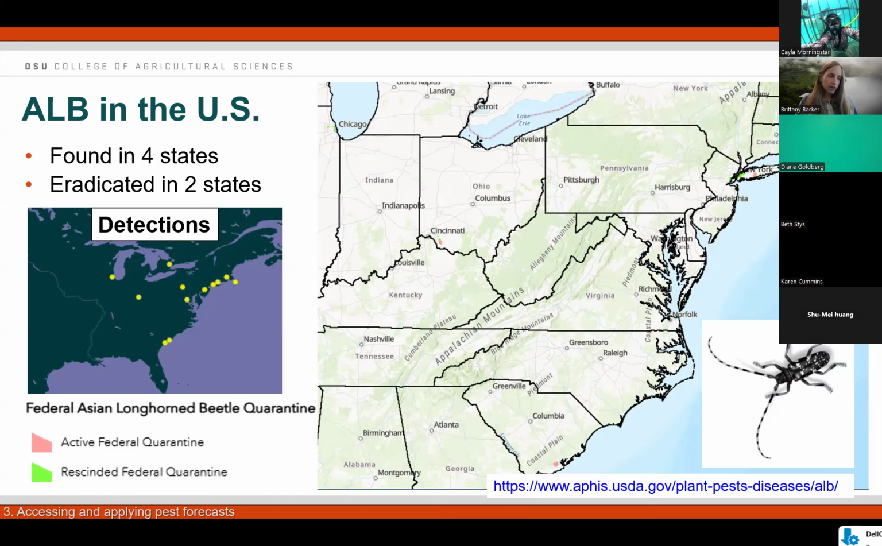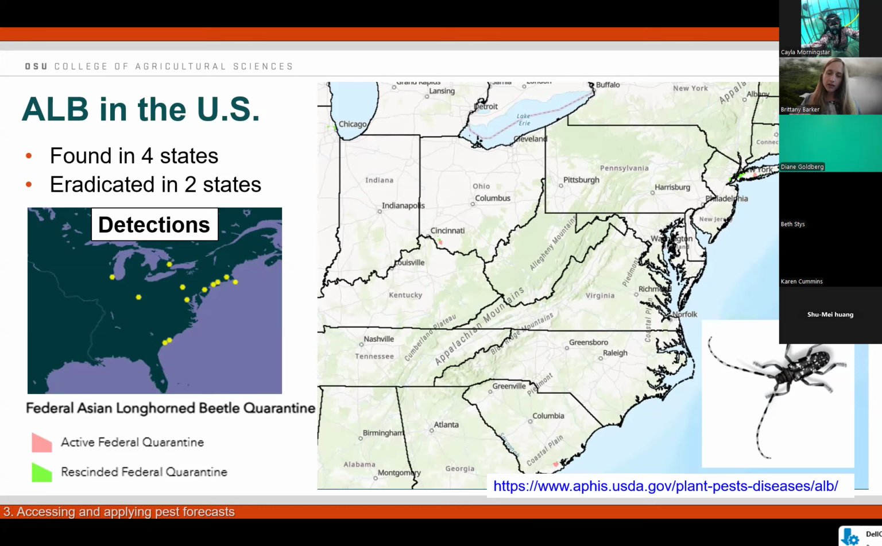I was reading that in South Carolina, there's an established population in Charleston County, and a new infestation was also recently found in Mount Pleasant, just last month. On the map off to the right, the red polygons are where there are active federal quarantines. That basically means that APHIS PPQ has really strict rules about moving firewood and also moving plant stock material.